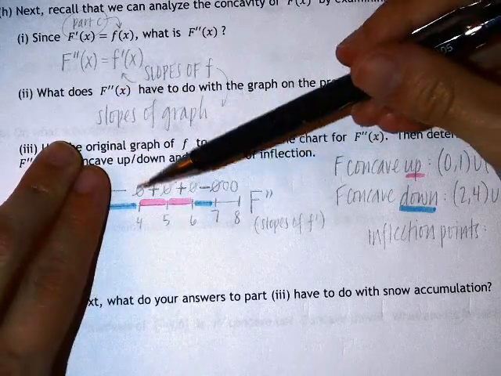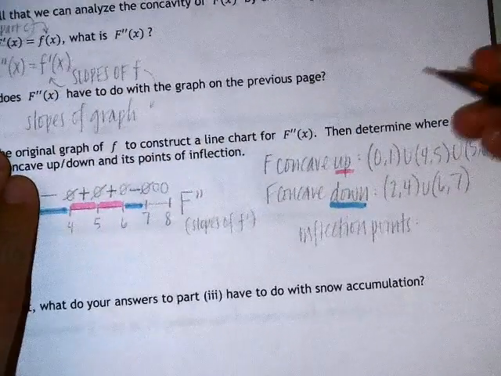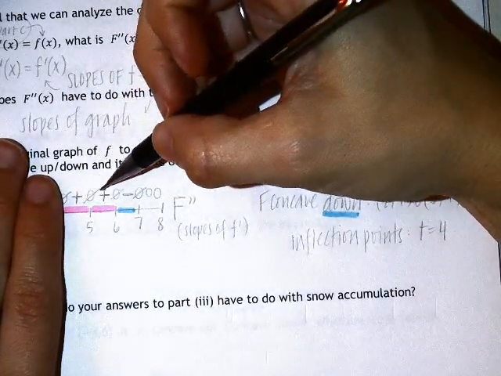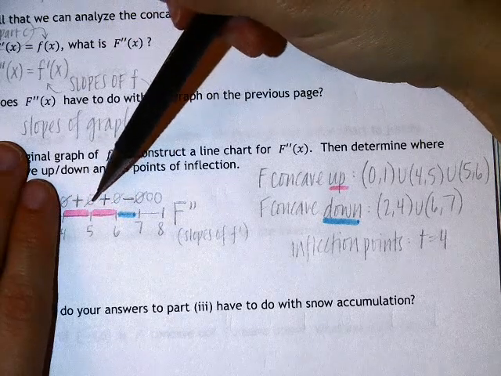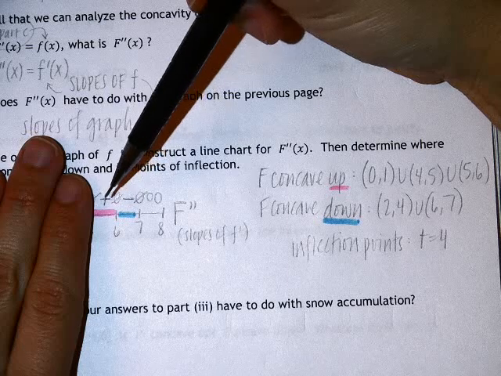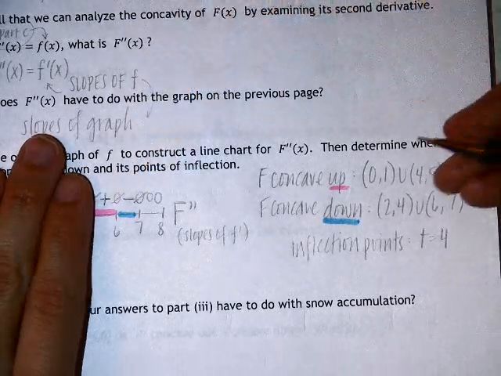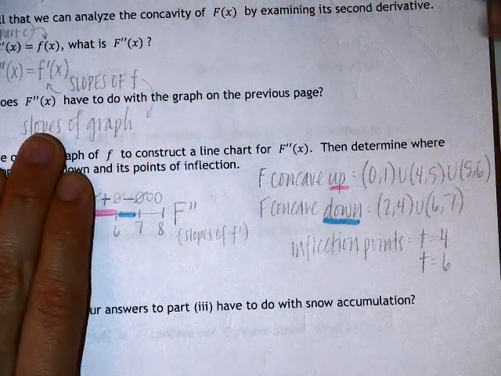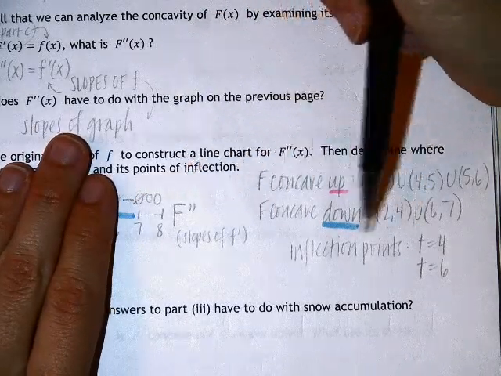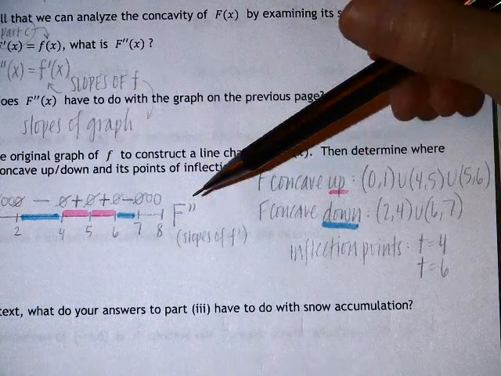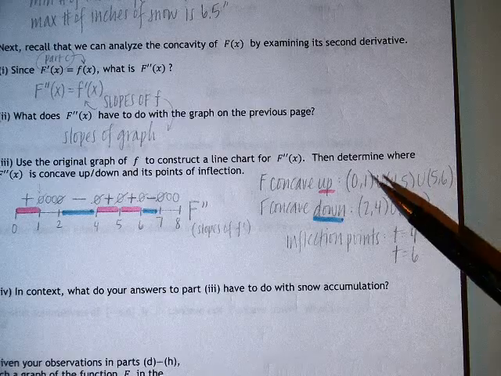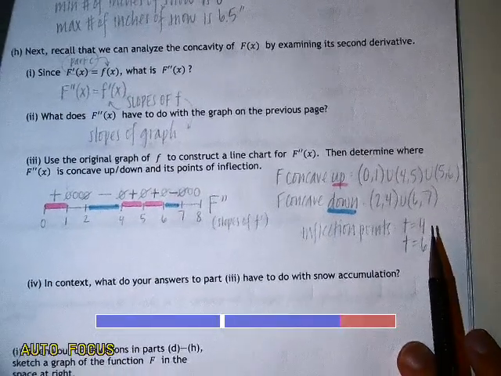But time 4 is a good one because we go from negative to positive. Time 4 is definitely an inflection point. And time 5, nope. Time 5 couldn't be because I'm positive to positive, so that didn't really switch. Time 6 is good though, because I switched from positive to negative. So time 6 is a possible inflection point. But time 7 is useless because negative to 0 doesn't do anything, and time 8 doesn't tell us much because we don't know what's happening after 8. So now I have all of my answers for concave up, concave down, and the inflection points.